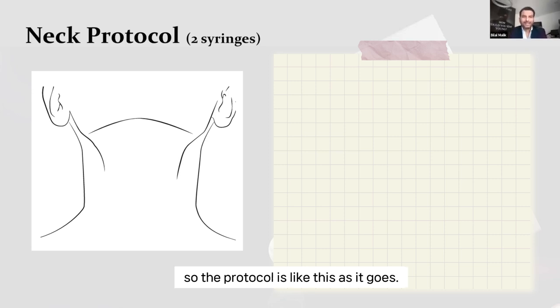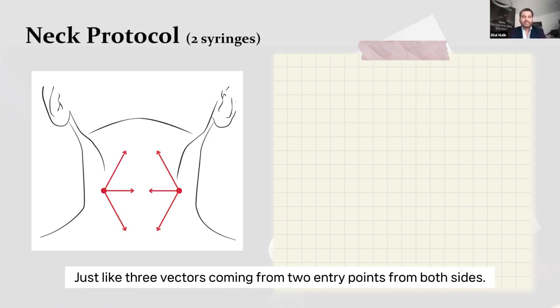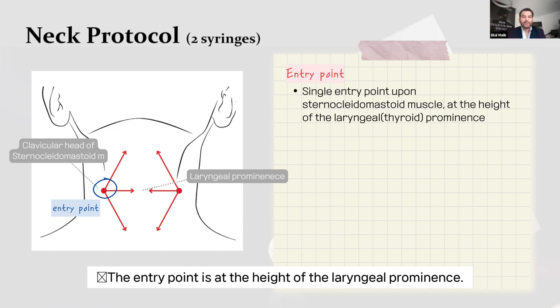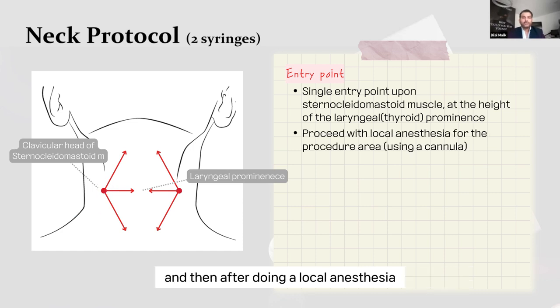So the protocol goes like this, just like 3 vectors coming from 2 entry points from both sides. Sternocleidomastoid is the margin that we are looking at. So we're looking at the single entry point at the sternocleidomastoid muscle at the height of the laryngeal prominence. And then after doing a local anesthesia, so normally you can give a bleb of lidocaine of 2 mils. What that does is that it raises the skin a little bit up and helps you use the trocar or the opening needle to make an opening for the cannula to go in.